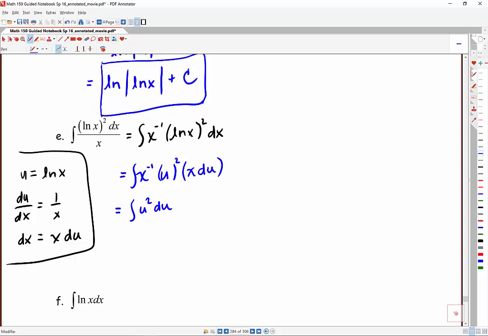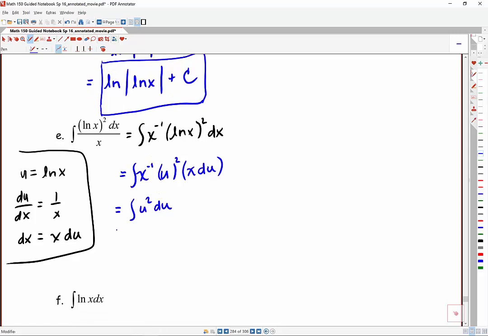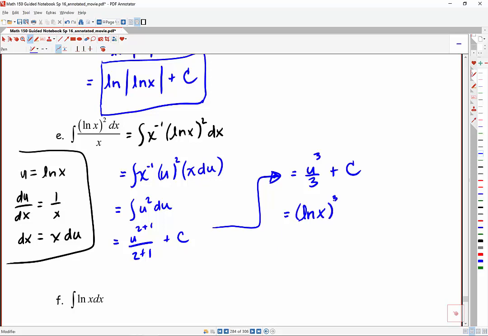So this is where these two problems are going to differ, right? Because this is just going to be our general power rule, where we go u to the 2 plus 1 over 2 plus 1 plus c, which gives us u cubed over 3 plus c. Now what was our u? Perfect. Natural log at x cubed over 3 plus c.